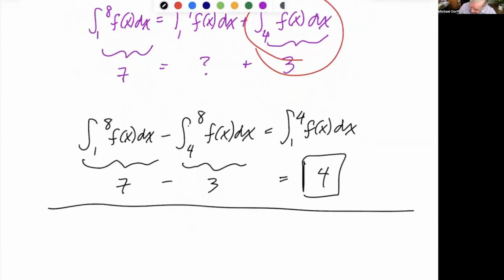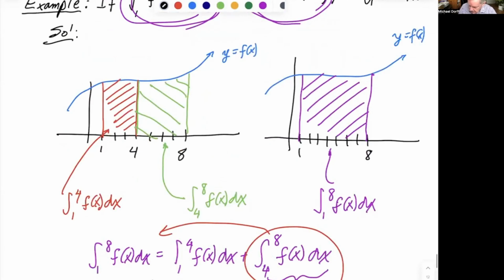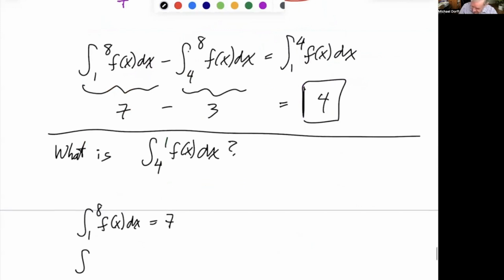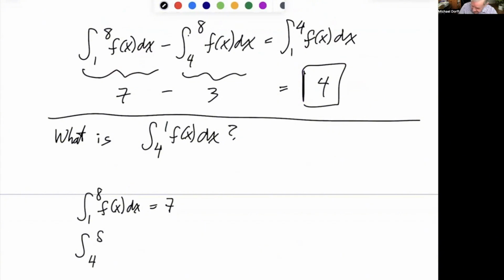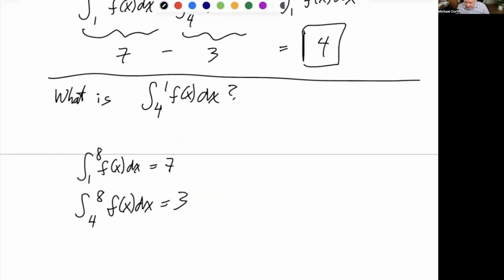Let me just change this problem for a second. What is the integral from 4 to 1 of f of x dx? Now we could draw out figures like we did up here earlier, but let's just use some of the properties that we talked about. Again, we know the integral from 1 to 8 of f of x dx is 7. That was given to us. And we know that the integral from 4 to 8 of f of x dx equals 3. So instead of drawing out the graphs, let's just use the properties that we have here.